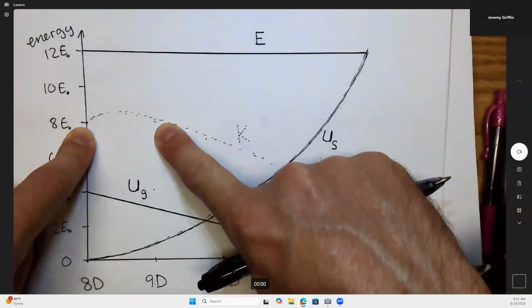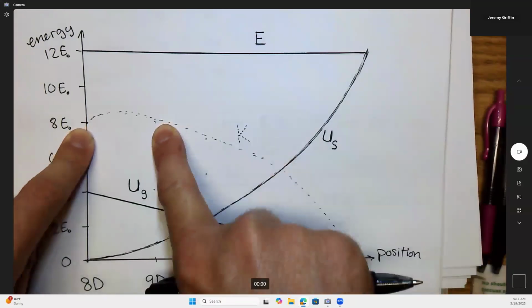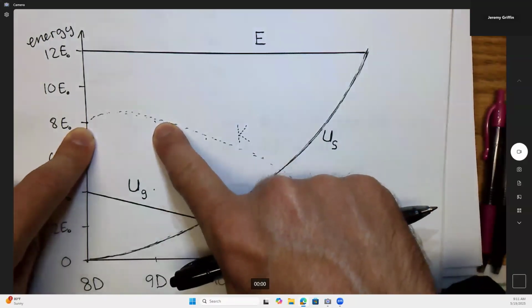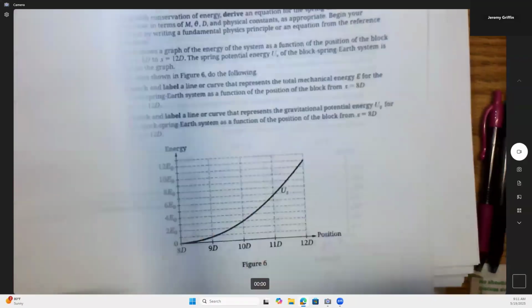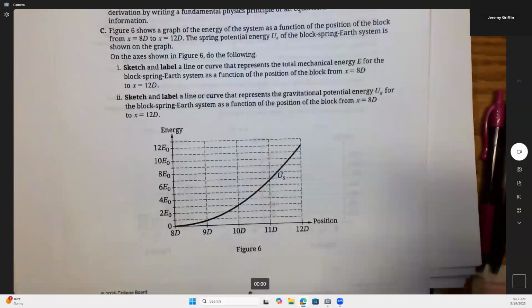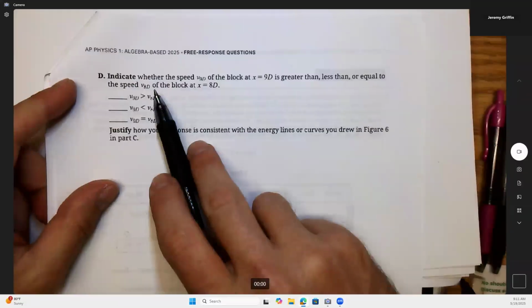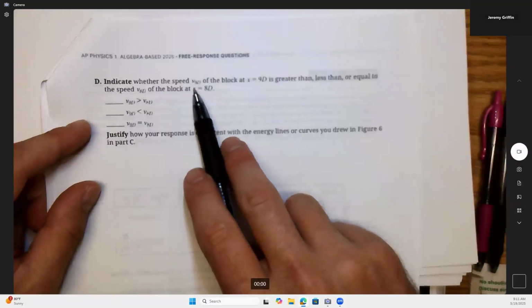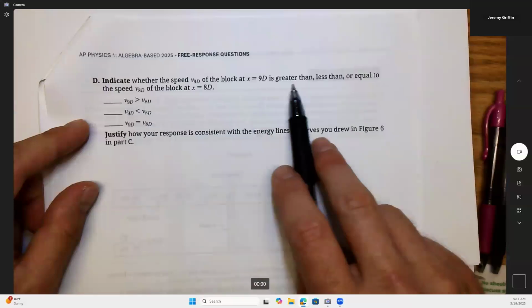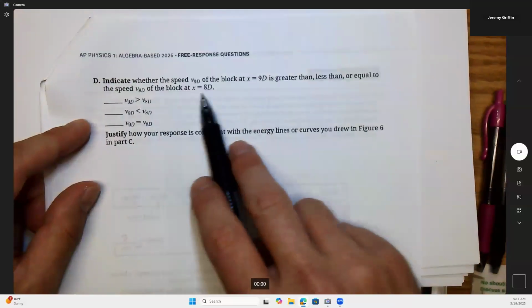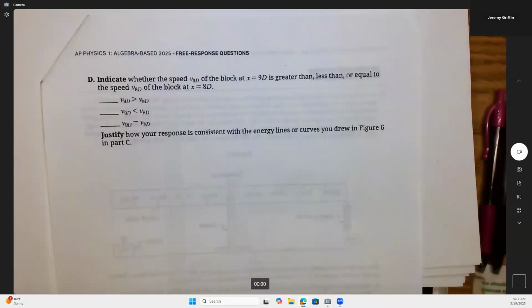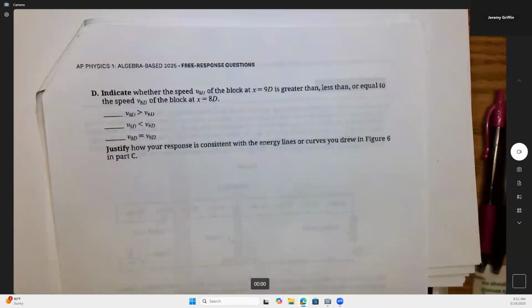And it's really close because if you think through energy, it's really a kinetic energy question, isn't it? Right? And it's really close. But we're about to make sense of that. Okay. So, yep, that is the next question. Indicate whether the speed at 9D is greater than, equal to, or less than the speed at 8D. Okay, hold on. You guys think about that.